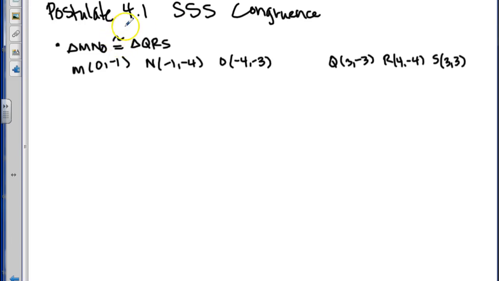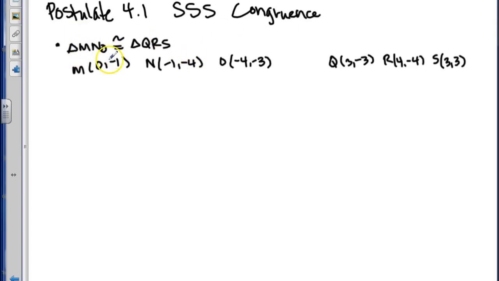All right, so postulate 4.1 is side, side, side congruence for a triangle. It says if three sides of a triangle are congruent to three sides of another triangle, so they match up and they're congruent, then the triangles are congruent. That's the side, side, side congruence theorem or postulate.